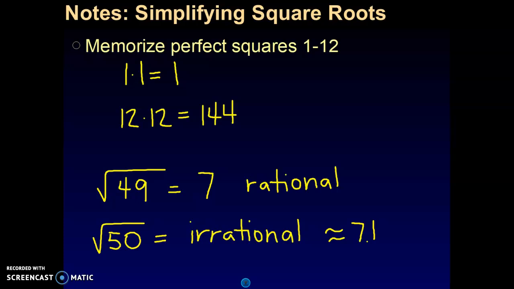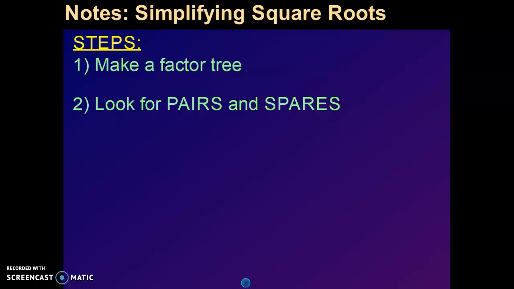Today, rather than estimating, we're going to actually simplify. So I jumped ahead. Now we're ready for this slide. So take a second to jot this down. You can pause the video if you need. Step 1 says to make a factor tree. I hope that that's something that you remember from middle school, but we're going to list out all of the factors until we get down to the prime factorization of our number.